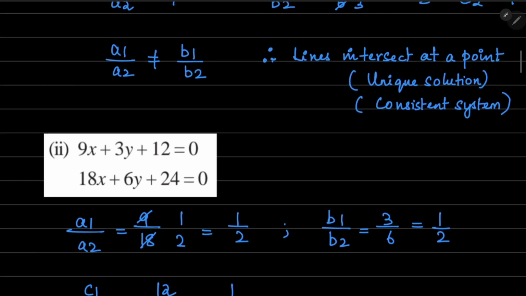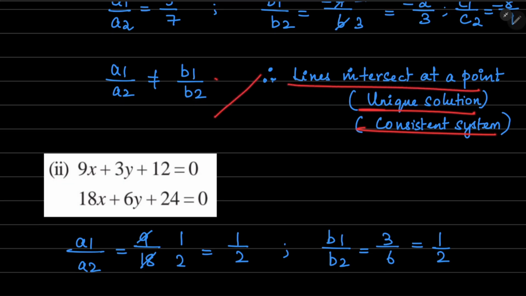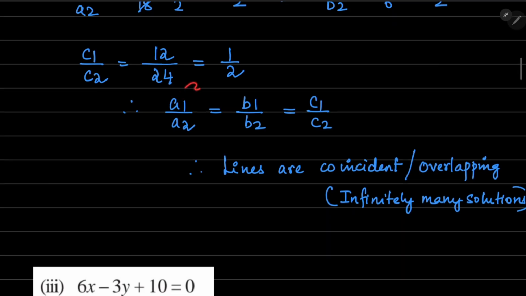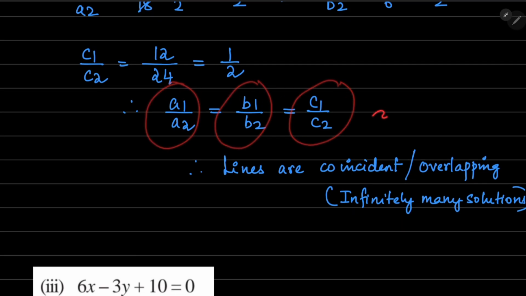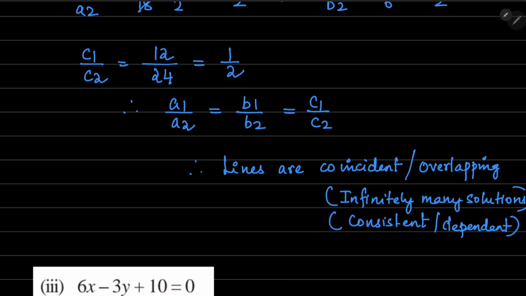Let me repeat it again. The first scenario, whenever a1 by a2 is not equal to b1 by b2, it has a unique solution, the system is consistent, and the lines will intersect at one point. In the second scenario, wherein a1 by a2 is equal to b1 by b2, which is also equal to c1 by c2, the lines will overlap, or they are coincident. It will have infinitely many solutions, and here also the system is consistent. We can also say that the system is dependent, each equation being dependent on the other.